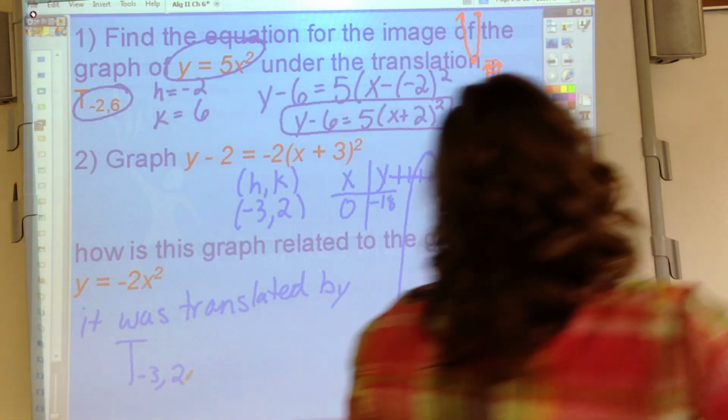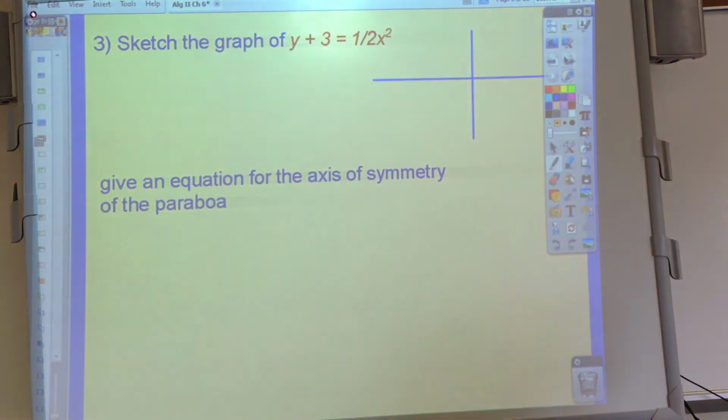All right, what I would like you to do for tomorrow is this one right here. I'd like you to try to sketch the graph and give an equation for your axis of symmetry. We'll begin with this graph tomorrow, and I'll see you then.